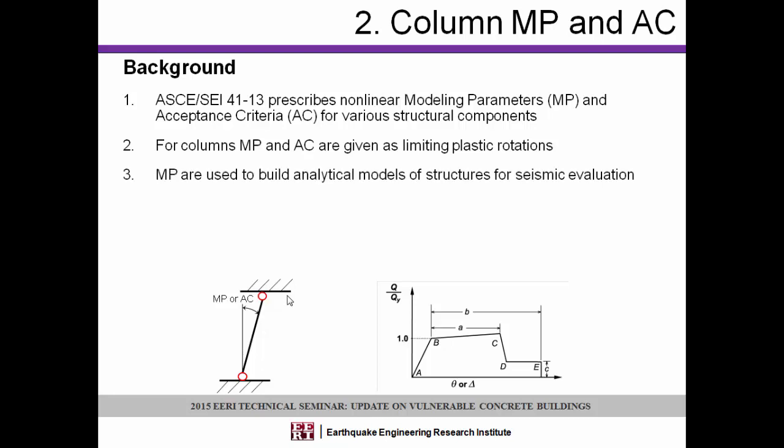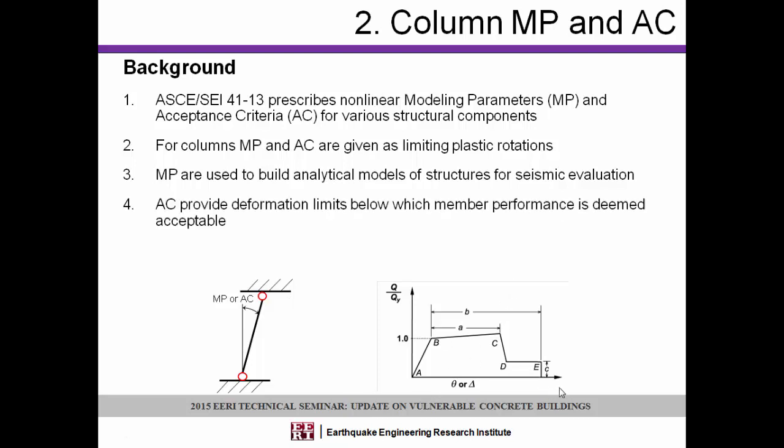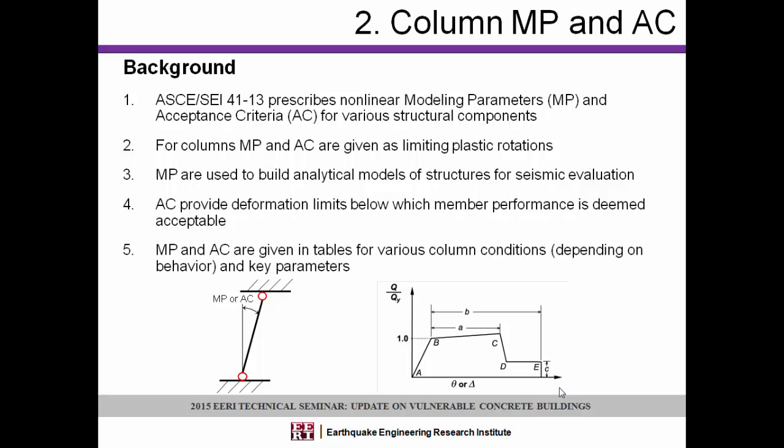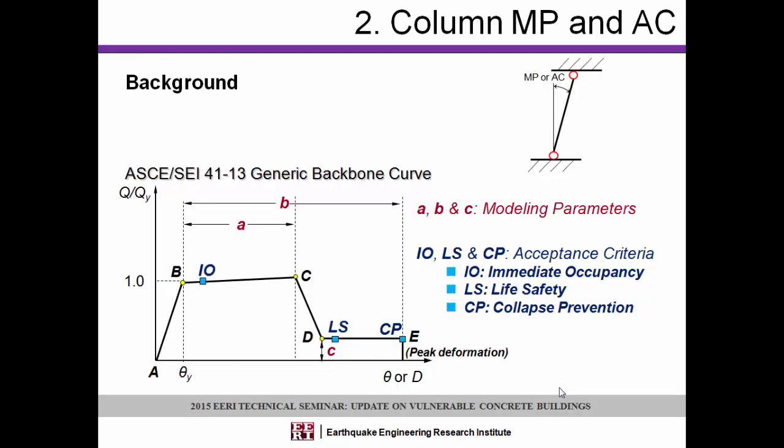They're used to build analytical models for structures. So the modeling parameters are used to define the backbone curve, and the acceptance criteria are there to determine what is a minimum acceptable or maximum acceptable deformation for a given performance objective. Let me move here. I think I can explain it a little better.